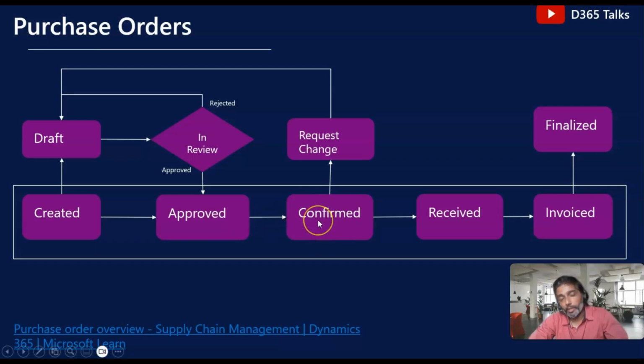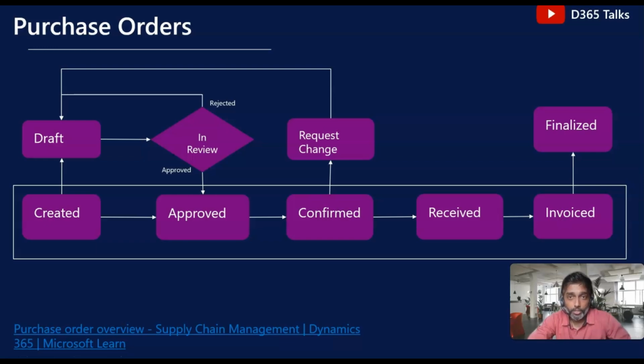And once it is confirmed, only then is the purchase order actually eligible for receiving any material. Even if it is approved, draft or in review stage, you will not be able to receive any of the materials, items or services. You need to make sure that the purchase order is in the confirmed state. Then you can receive it. Once the item is received, you can do partial receipt or partial invoicing. That is also completely possible in Dynamics 365.